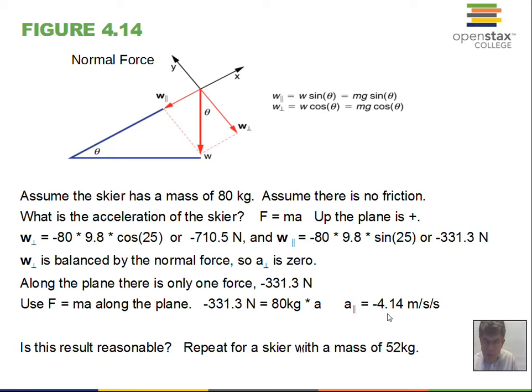It is reasonable. If they were free falling off the edge of the cliff, with a parachute attached, of course, before they pull the parachute cord, their acceleration would be minus 9.8 meters per second squared. So minus 4.14, that's reasonable. If they're on level ground, the acceleration would be zero, so moving horizontally. So we have a number here in between 0 and minus 9.8.